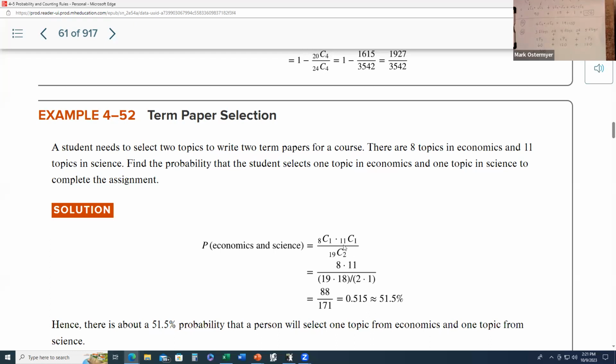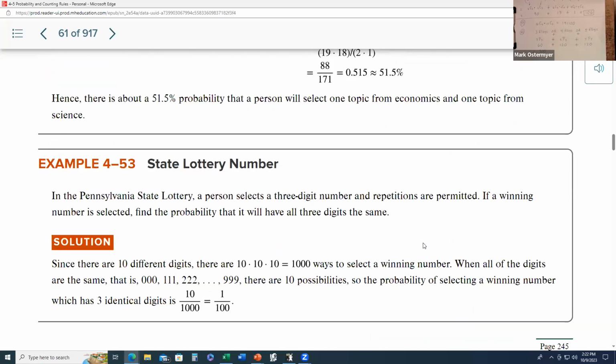Divided by, now how many different ways can I select two topics from how many total topics? That'd be 8 plus 11, or 19 total topics to select two from. That'd be 19 in combination with 2. By dividing the numerator by the denominator, you come up with a probability of selecting one topic from economics and one topic from science. About a 51.5% chance. Okay.